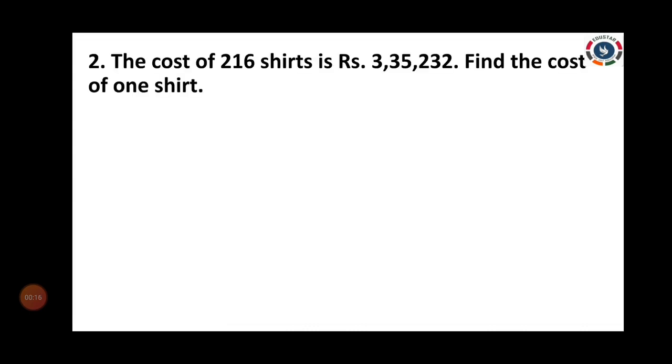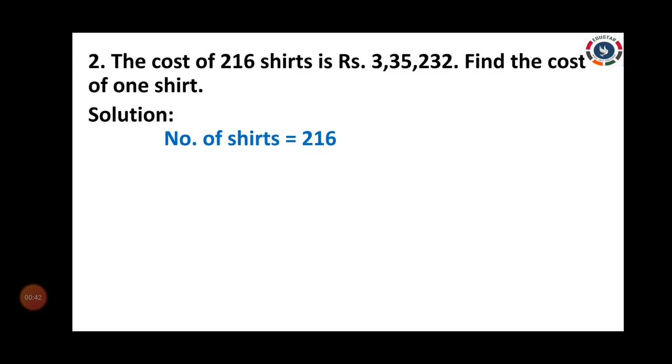And then number 2, the cost of 216 shirts is rupees 3,35,232. Find the cost of one shirt. So here for 216 shirts, they gave the total cost. We are going to find only one shirt, so they are asking for the rate of one shirt. So what do we want to do here? We want to divide the values. Okay, write down the solution.